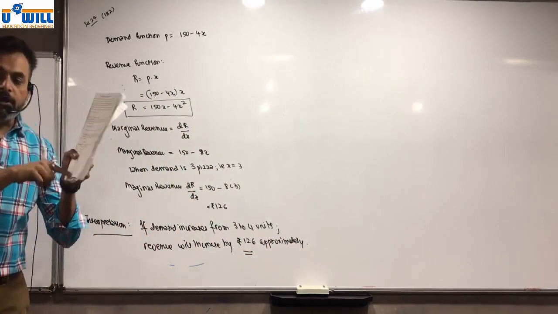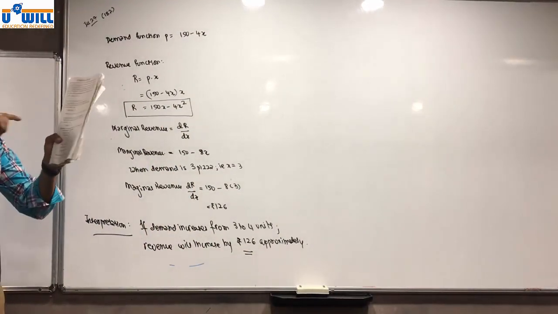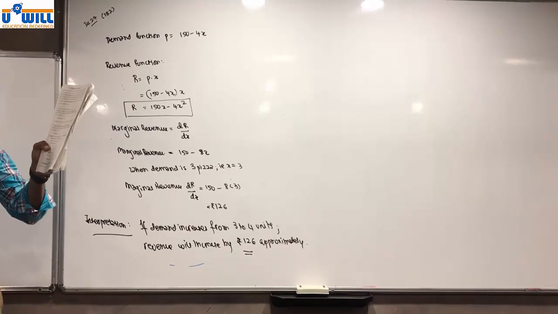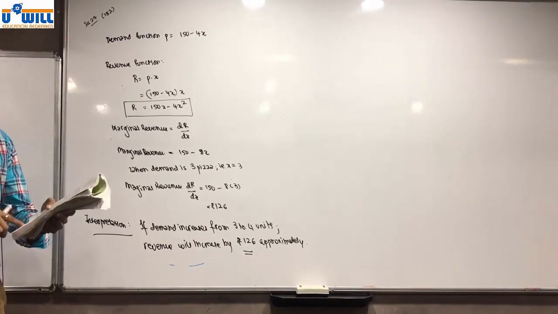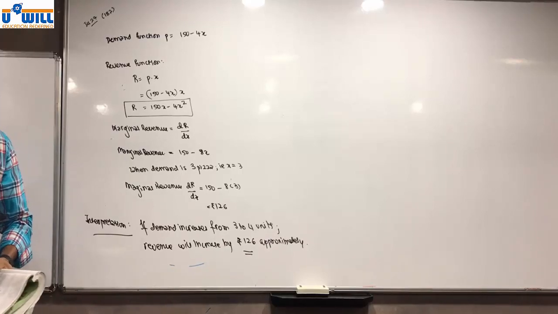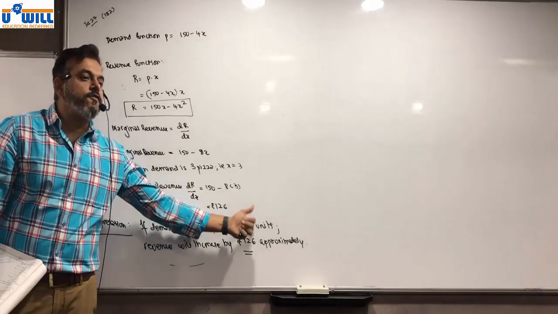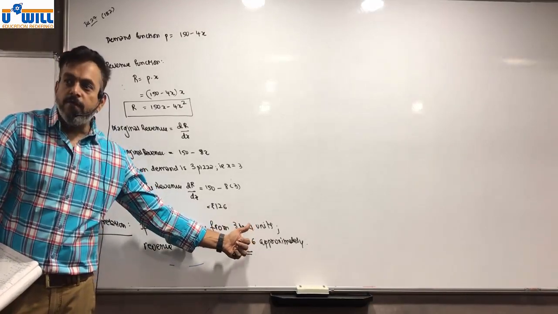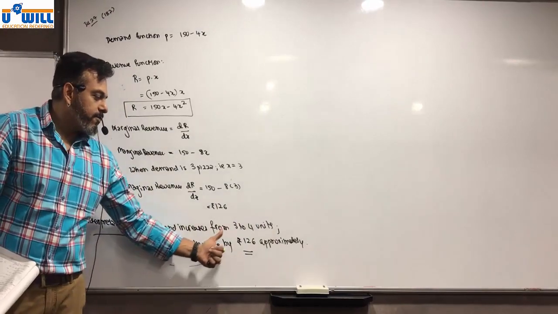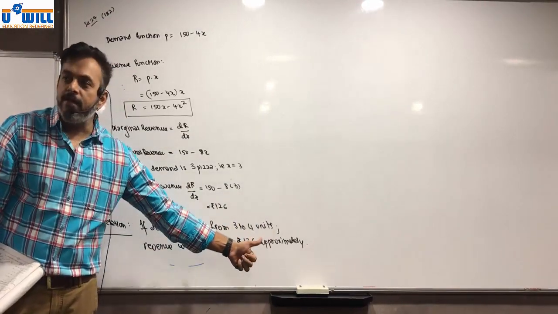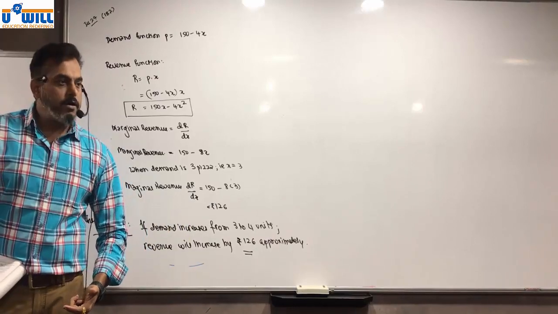The interpretation in the textbook, you will not understand anything from it. So add one word to it from my side. Revenue increase for selling the fourth pizza is approximately 126. What does this mean? If demand increases from 3 to 4, then revenue will increase by rupees 126. That's why we call it marginal. Understood this?